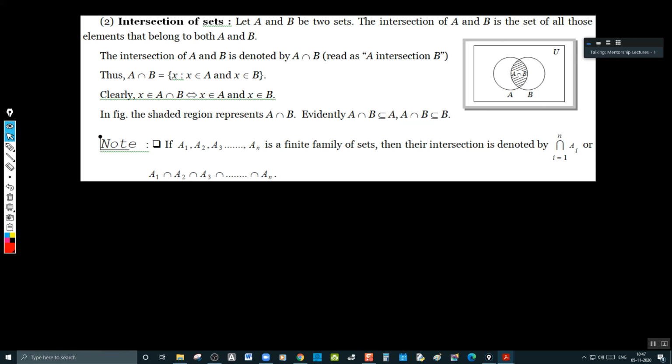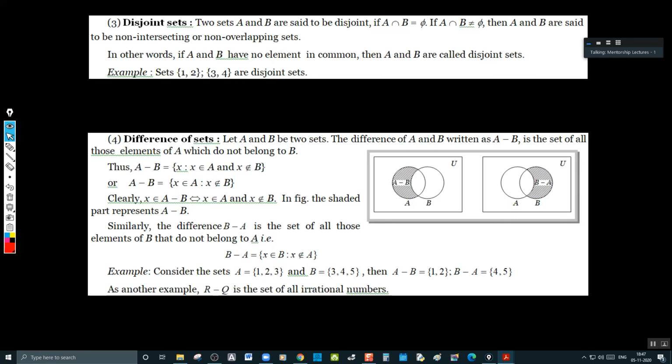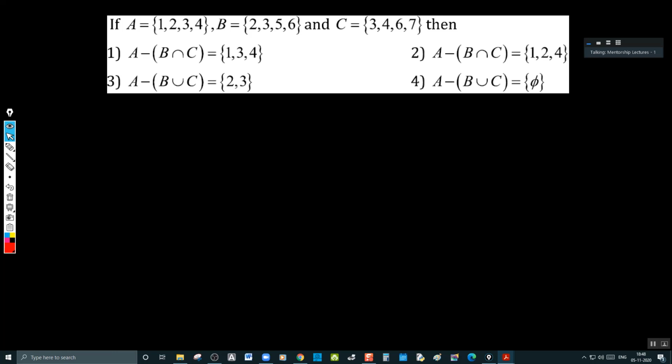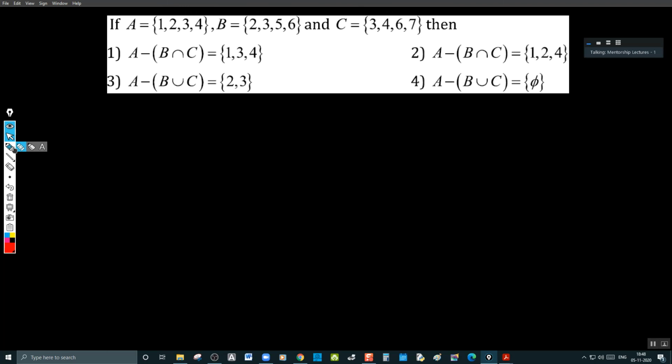I have told you the intersection symbol. It is very clear from the diagram itself. Disjoint sets, nothing is common. Next, difference of sets, A minus B, B minus A. Next, symmetric difference of two sets, A minus B union B minus A. Complement of set, I taught you that. Now these are the problems which are there in exercise 1 of your MJ material. Among 30 problems from the exercise, maybe I have taken 5 to 6 problems. Rest all problems are easy. You can do that and I'll show you that.